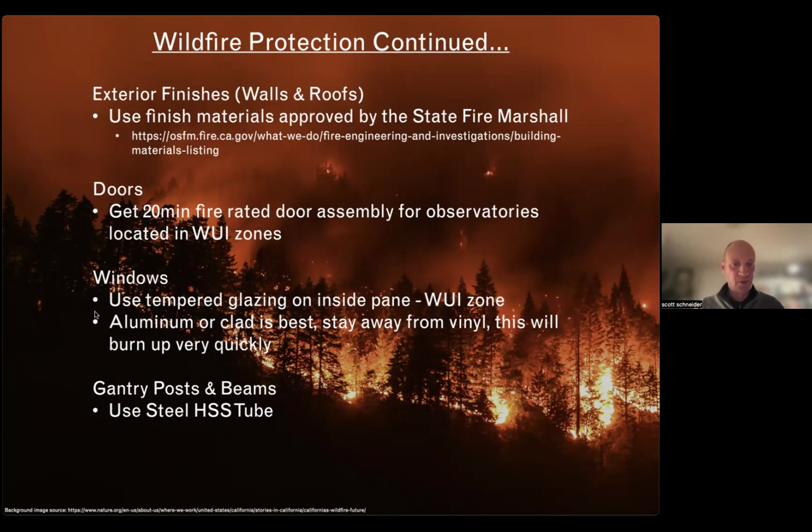Windows, if you do decide to put windows in the observatory, use tempered glass, at least, if not on both panes, definitely on the inside pane of the glass. Because when the first one falls out, the second one is still there protecting it. And use aluminum windows or clad, and definitely stay away from vinyl. And then for the gantry, you can use steel in that case.